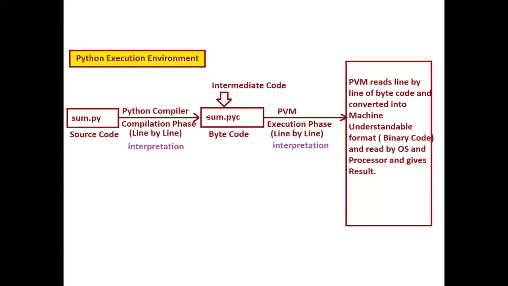So this was the diagram through which I made you understand. This was a flowchart. We saved the file with the sum.py extension. The Python compiler converts it into sum.pyc in bytecode. First, it checks the syntax. If no error is found, then it converts it into the intermediate code, that is sum.pyc. And in case there is an error, the error will be displayed on the console. After that, if no error is found, the PVM reads the bytecode line by line and converts it into the machine understandable language, that is binary code, which is read by the OS, and it gives the result.